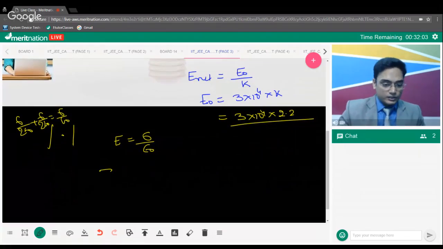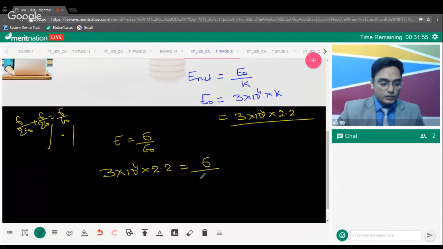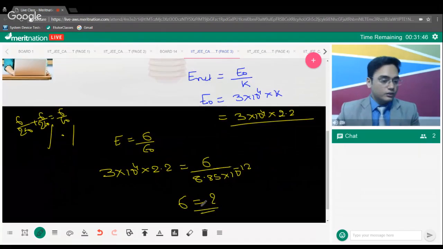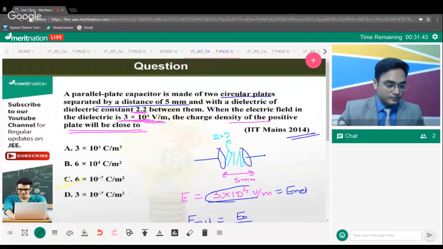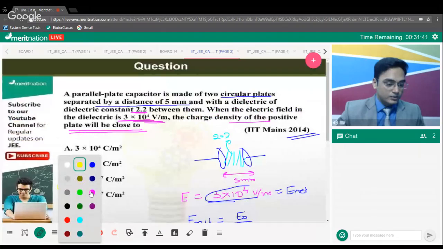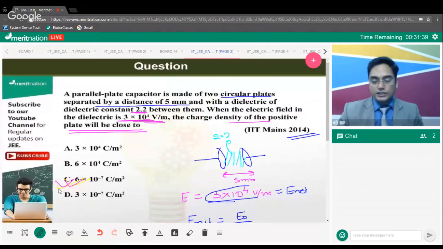So we can say 3 into 10 to the power 4 into 2.2 is equal to sigma upon epsilon naught. Sigma is the charge density, and epsilon naught's value is fixed, 8.85 into 10 to the power minus 12. So from here you can obtain the charge density. If you solve this, you will get option number C. So the correct answer for this question is option number C.